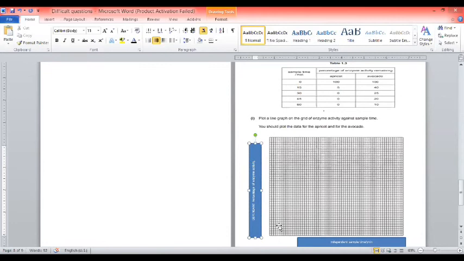And then you plot the dots. Your dots must be clear. Okay, you can put a dot or an X, and then you join dots with a ruler or with a clear line, unbroken line, and that's it. You are asked to present the data for the apricot and the avocado, and that's it.